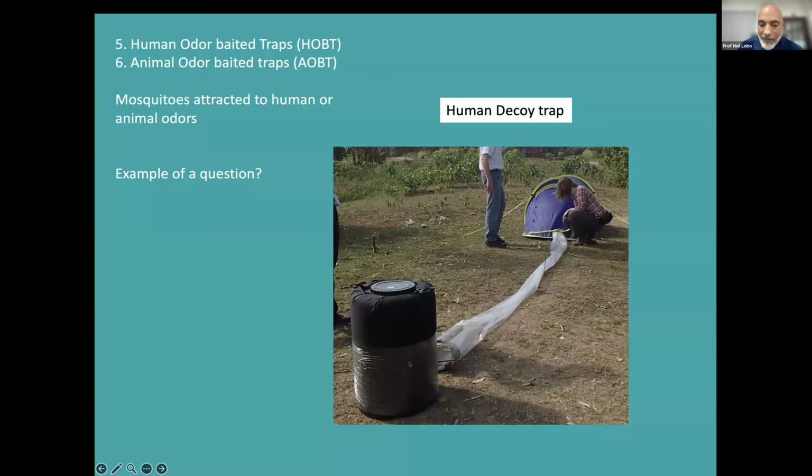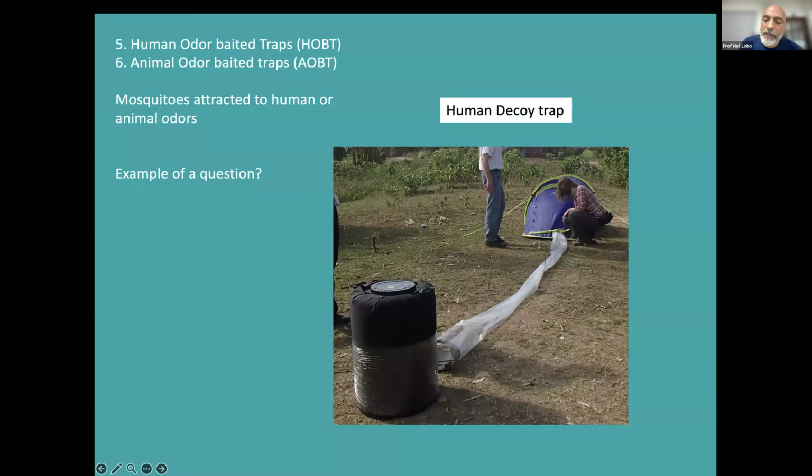And this plastic sheeting here is sticky plastic. So anything that lands on it will actually get stuck there. So you can imagine a person sleeping here throughout the night, breathing out carbon dioxide, producing smells. The smells are produced out here because of the fan, and a mosquito comes and lands on here and gets stuck to this sticky trap because it's warm and large.